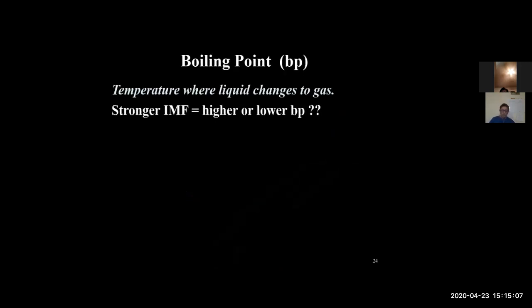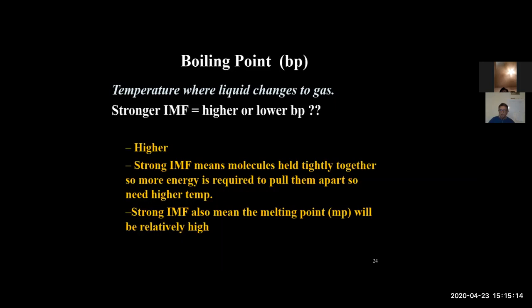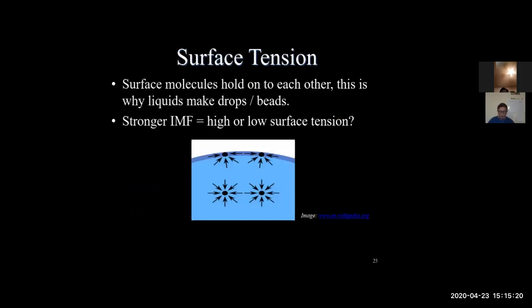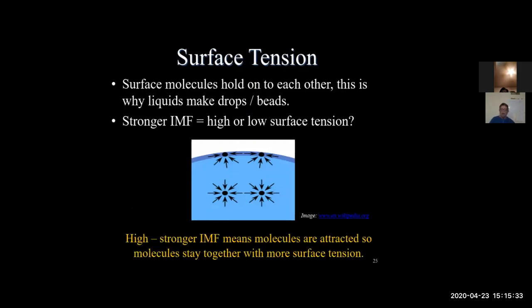The boiling point: strong IMF, we end up with a higher boiling point. Same reasoning, we need to break up the IMF interaction, so the energy is used to break the interaction. Surface tension, stronger IMF would give us a higher surface tension. Again, same reasoning here.